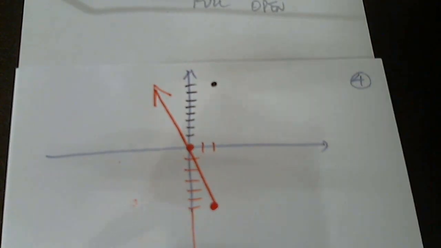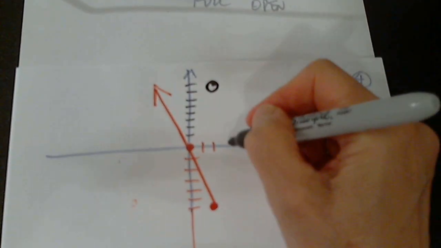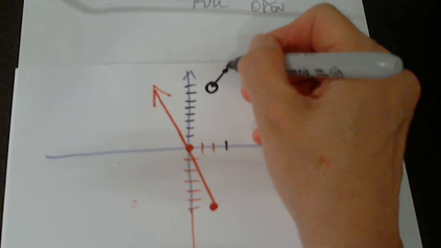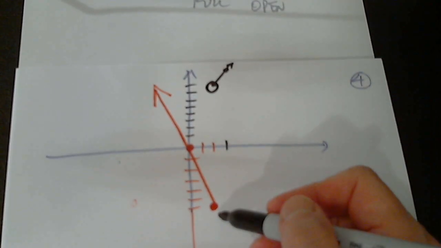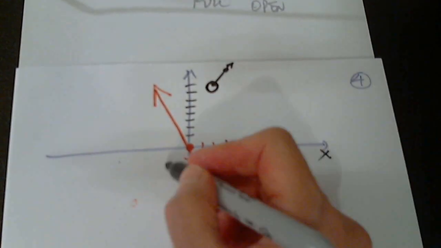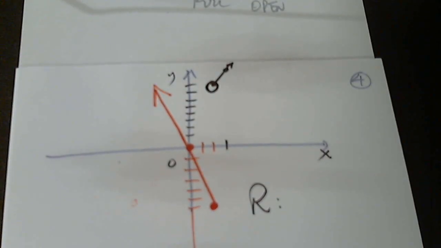And, oh, I rushed. Let me see if I can make it. And 3, 10. This has to be open. This has to be closed. Full point, open point. Now, can anyone give us the range of this function?